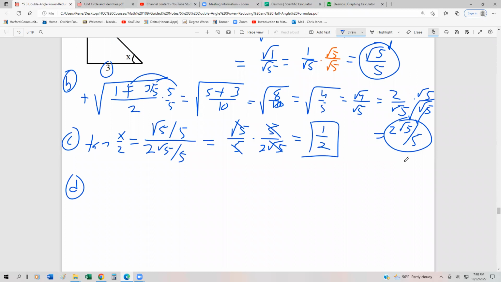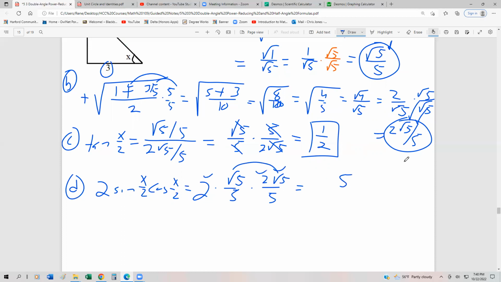So for part D, 2 sine of x over 2 cos of x over 2. That's going to be 2 times root 5 over 5 times 2 roots of 5 over 5. Okay, and then if we multiply this through, root 5 times root 5 is going to give us a 5. And then 2 times 2 is going to give us 4. So we have 4 times 5 over 5 times 5, which is going to be 25. And then we certainly know that the 5 and the 25 can simplify. So ultimately, we would just end up with 4/5.